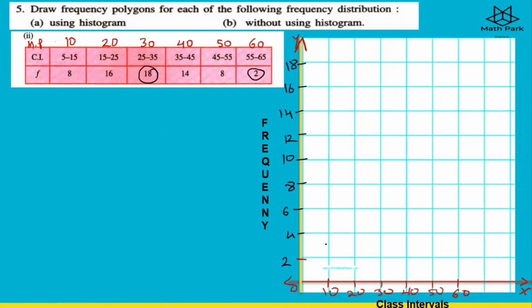So 10 and 8. So 10 and 8, this is the point. Then 20 and 16. So 20 and 16 is this point. Then 30 and 18. So 30 and 18 is this coordinate. And 40 and 14. 40 and 14 is this coordinate. 50 and 8. So 50 and 8 is this point. And 60 and 2. So 60 and 2 is this point.